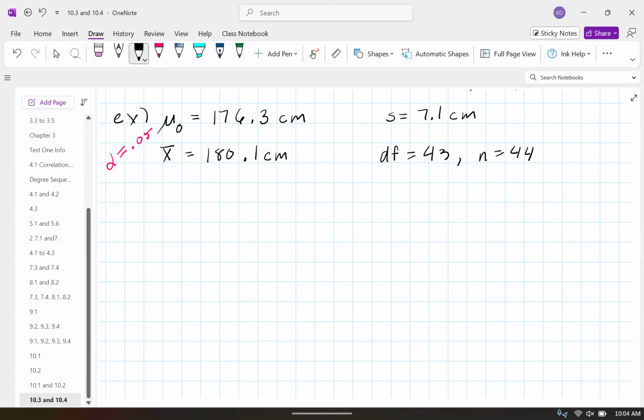Okay, we get to do the hypothesis testing. So, the null hypothesis is usually the straightforward one, comparatively. This means we're going to find the mean for our sample here isn't any different. We're not going to find a significant difference. So our mean is just going to be 176.3.